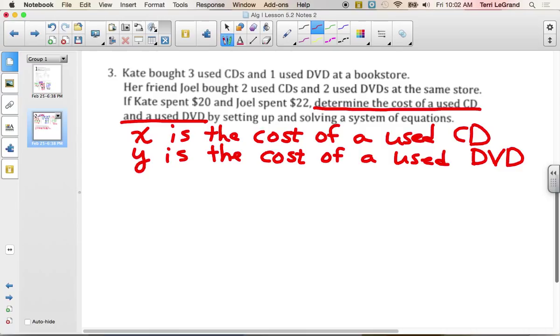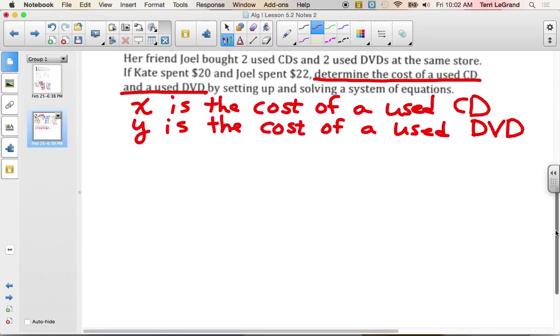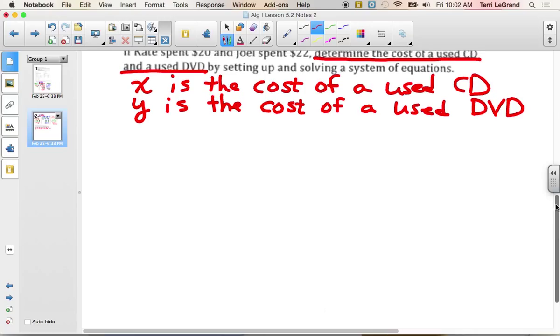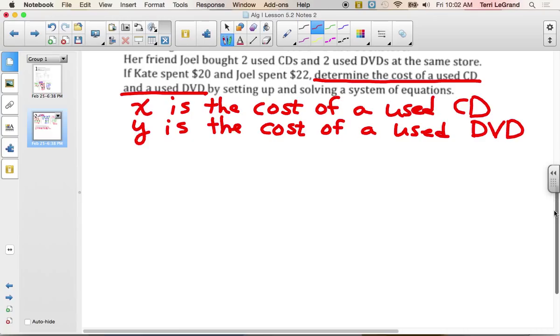This is going to be more like when we have to find two numbers. Then they're really looking for the same thing, a number and a number. Here we're looking for a cost and a cost, okay? So, any suggestions of what kind of equation we could set up, considering the information they gave us?